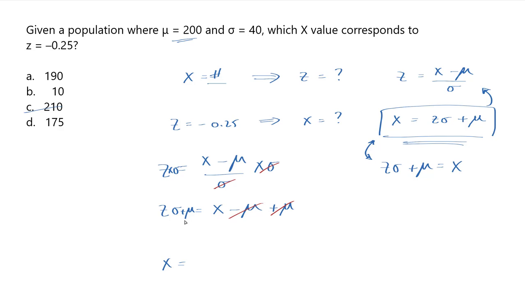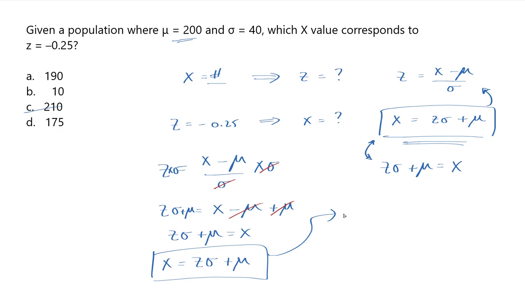So what we're left with here is z sigma plus the mean equals x. Or in other words, x equals z sigma plus the mean. So this is where that formula comes from. And now I can plug things into it. I can say that x equals z, which is negative 0.25, times sigma, which is 40, plus the mean, that's plus 200.